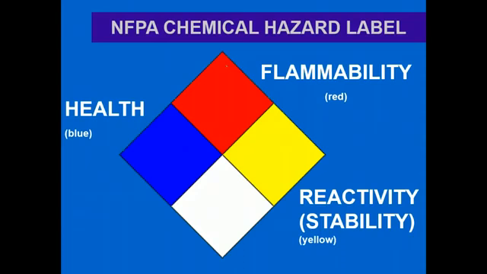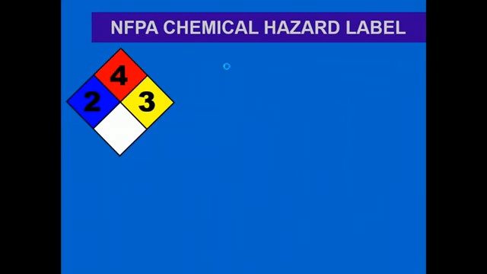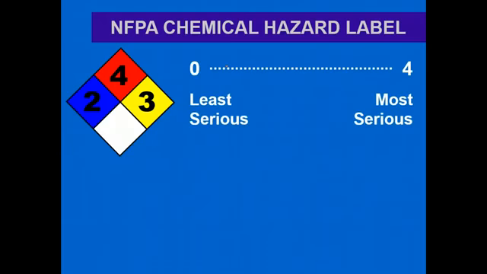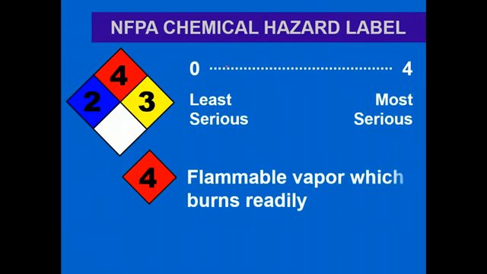And then lastly, we've got this white diamond down at the bottom, which is very special. It's the only diamond that's not going to have a number assigned to it, but will have some sort of special code that gives additional information that the other three colors don't give. So here's an example with the numbers filled in. The numbers will range from 0 to 4, 0 being the least serious for that category, 4 the most serious.